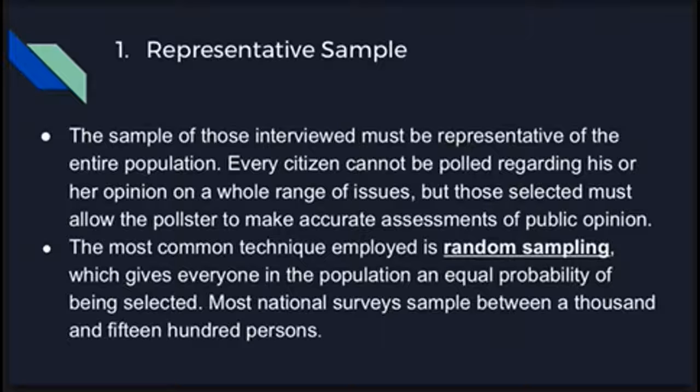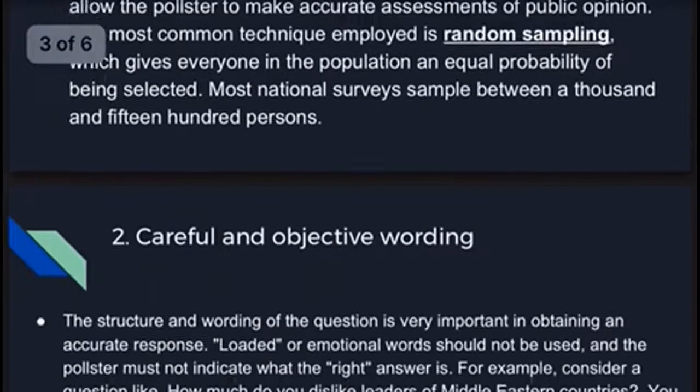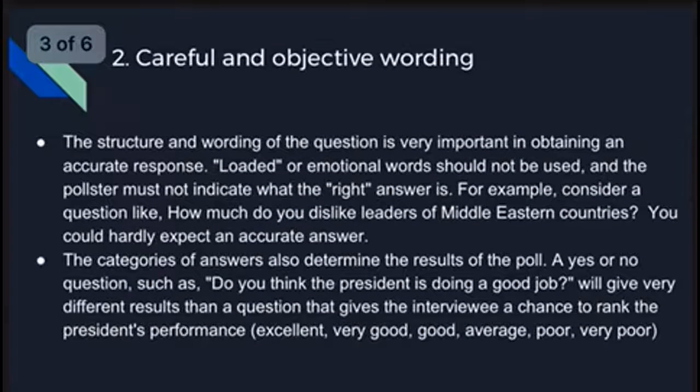That's because we need random sampling. The most common technique employed is random sampling, which gives everyone in the population an equal probability of being selected. Most national surveys sample between 1,000 and 1,500 persons. The magic number to get a random sample is 1,500, and that really gets you to the point of having a margin of error of 3 or lower.